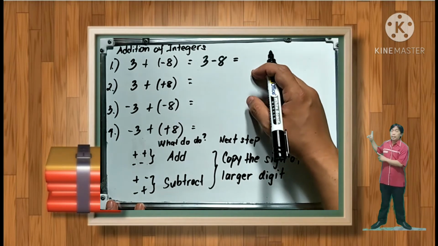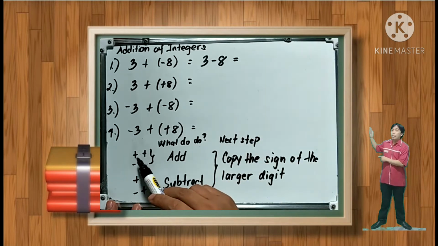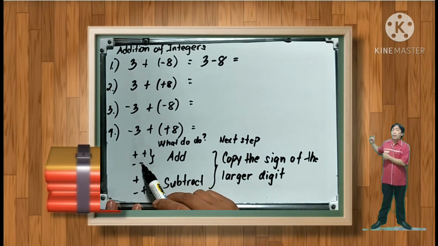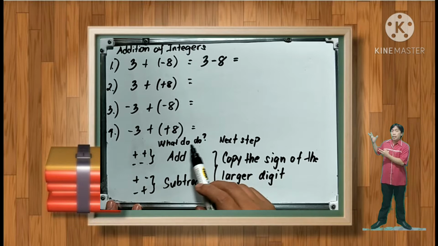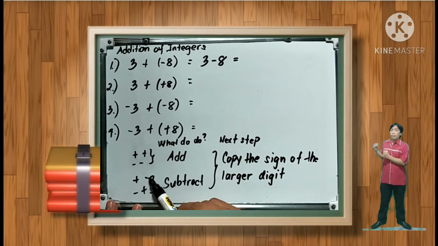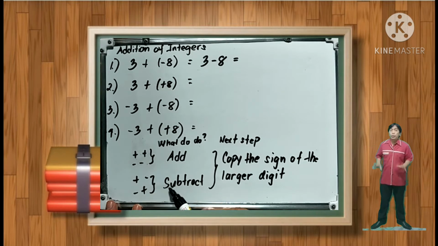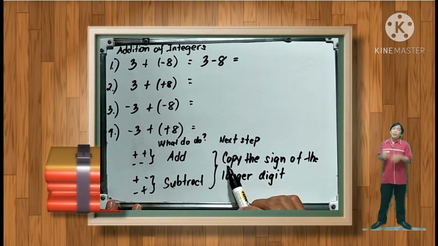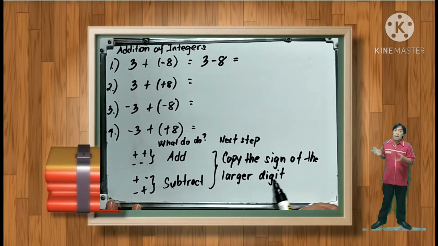Then, let's now determine the rule. If we have two signs which are the same, what to do? We're going to add. Okay? Then, if we have two signs which are different, what to do is we're going to subtract. Then, the next step is we're going to copy the sign of the larger digit.